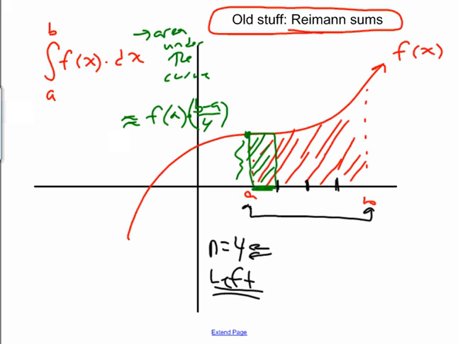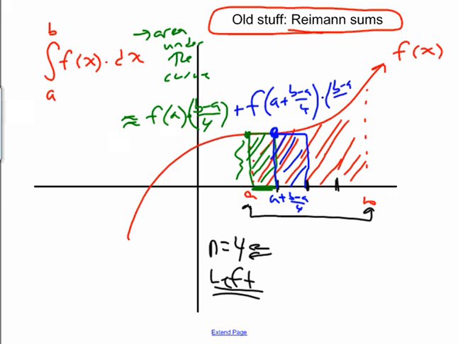And then I would get the next value. The next value is right here, using the left, creating a rectangle. This value here is a plus b minus a over 4, so that y value is f of a plus b minus a over 4. Then I'm going to multiply that by b minus a over 4, the width. And I could continue that same process to find the remaining 2 rectangles. So we'd add up these areas.